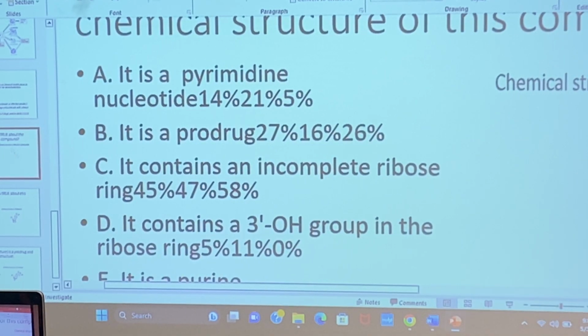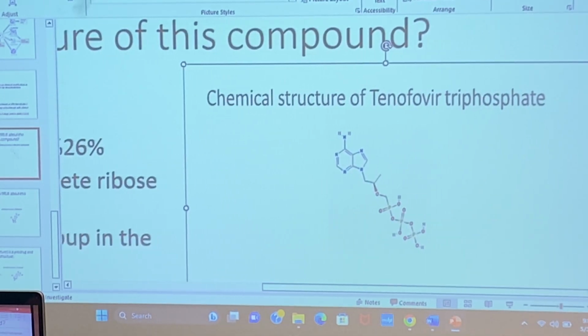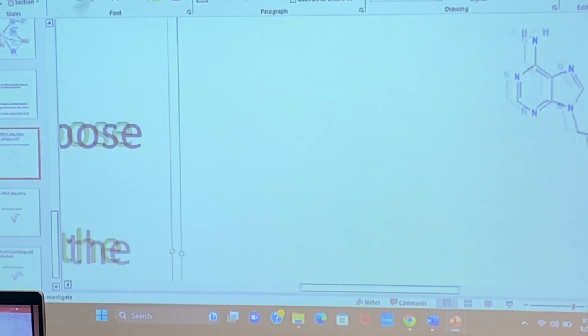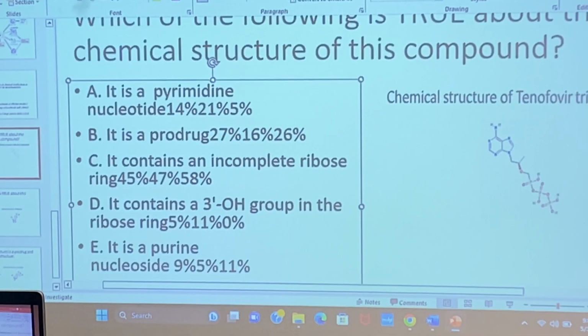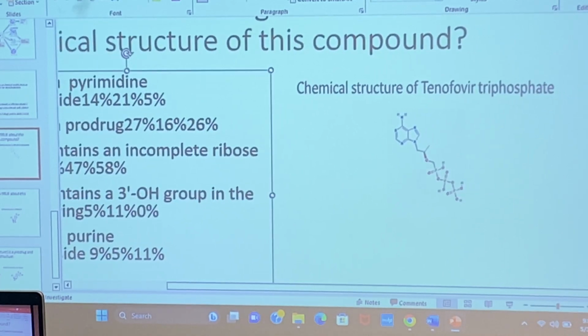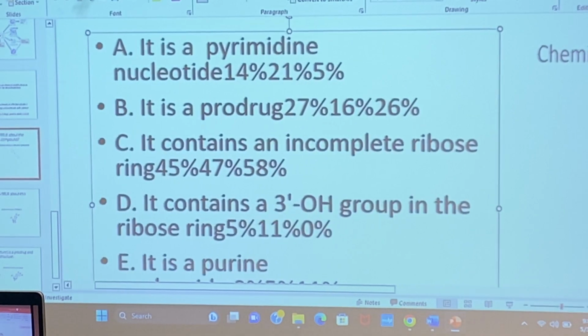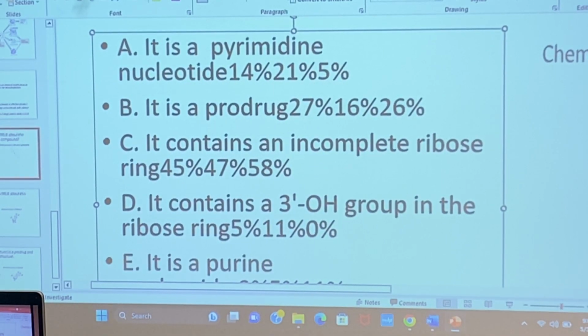Then it contains an incomplete ribose sugar, ribose ring. So look into this. There is no ribose sugar here, so it is an incomplete ribose sugar. That's the right answer. That is the only right answer. Then, does it contain a 3' hydroxyl group? There is no ribose ring, there is no 3' hydroxyl group here. That's not true. Only C is the right answer in this.